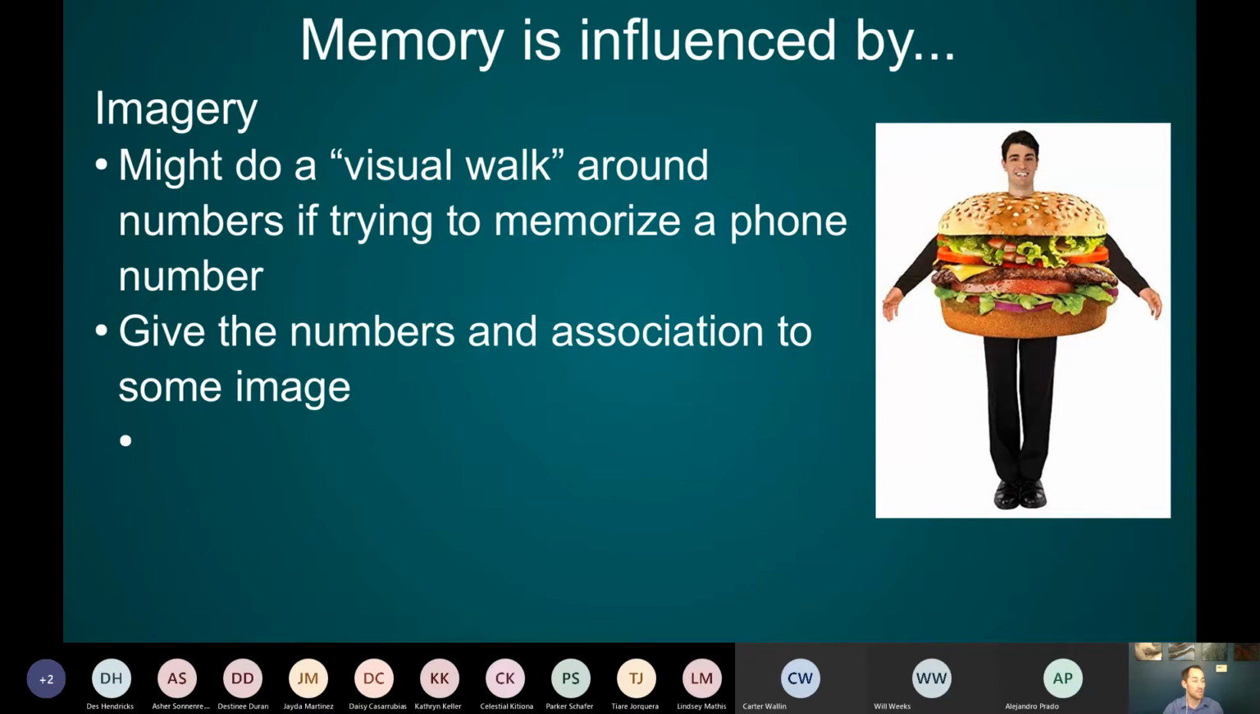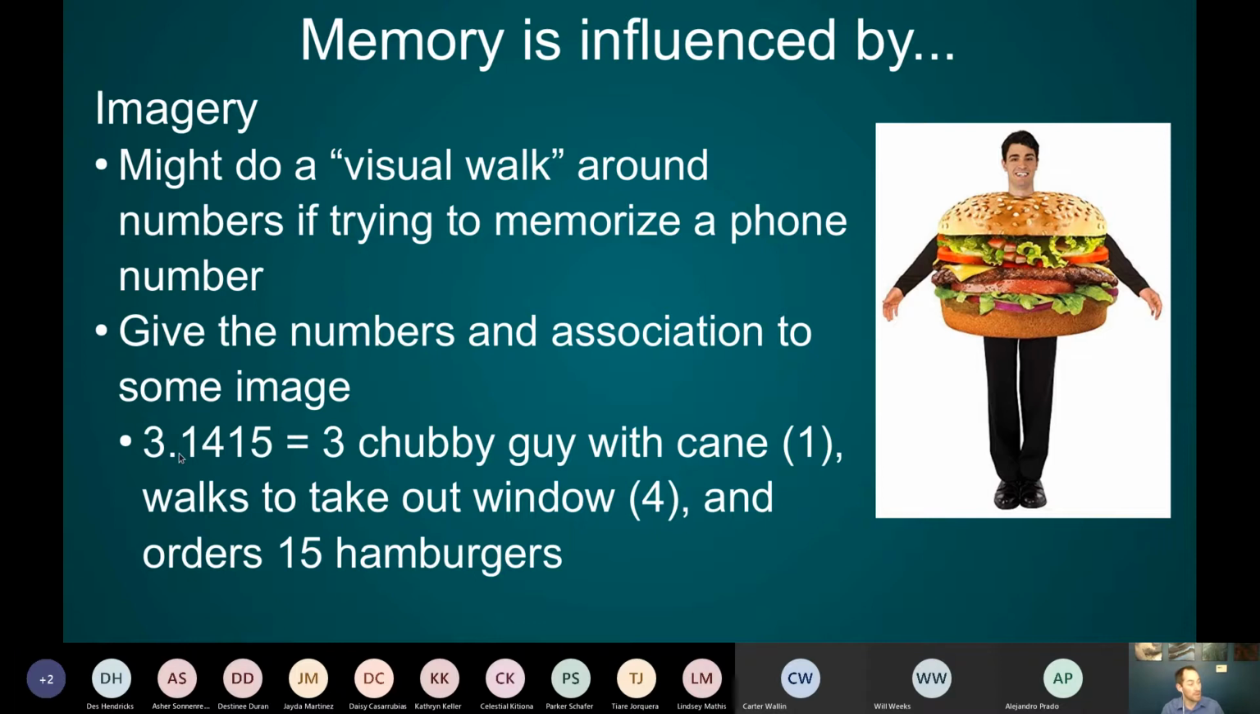So giving the numbers an association to some image. So if there's ever a number sequence 911, you might put in your mind a picture of a fire truck there as an example. And so then you're connecting it to something relevant, important, that's easy to remember, that's in your memory already. That's a good way to encode. So if that number is in the series of someone's phone number, you might remember 911 as a fire truck, just as an example of a way to visually connect some imagery with a number.